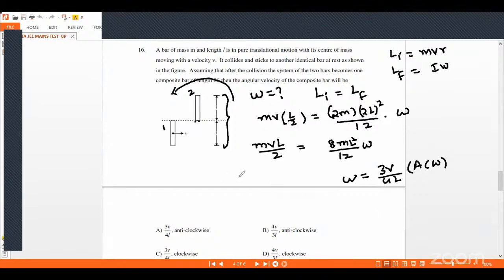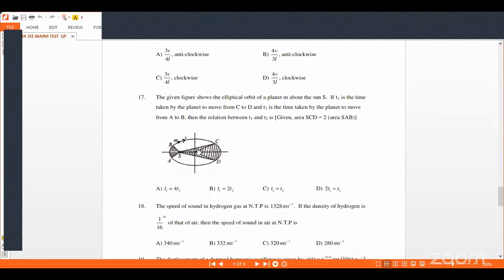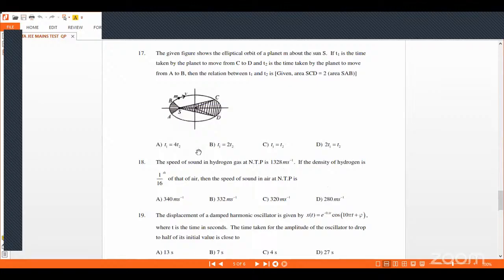See the option, that is option A. Next, the 17th one. This is a well-known question. Mostly in the PYQ they asked, and in every material, in any coaching institute material, we will have it.